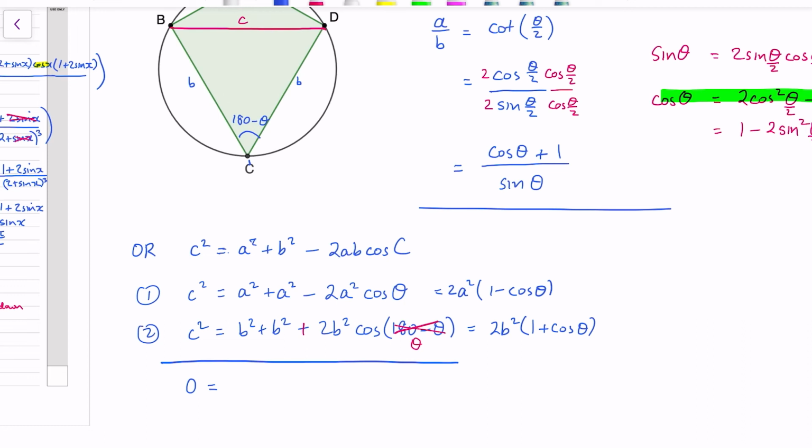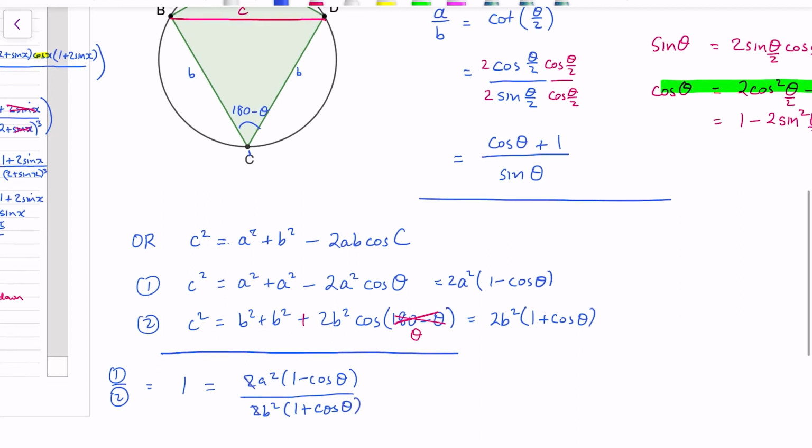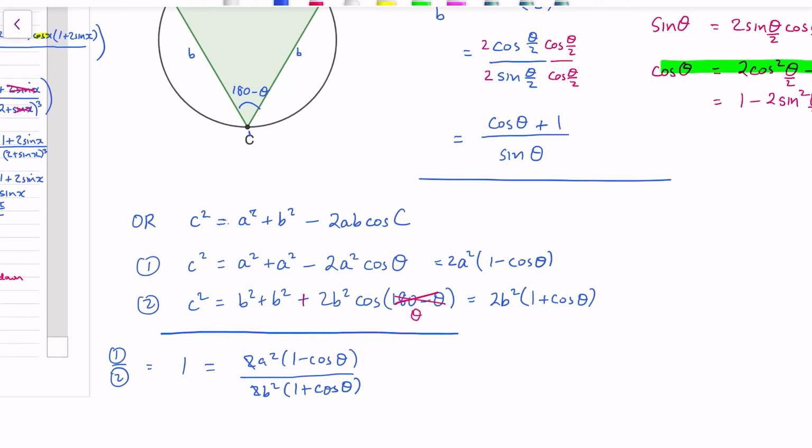it will work, but I can also divide equations. In simultaneous equations, I could divide them. So left hand side, equation 1 divided by equation 2 is 1 equals 2a squared times 1 minus cos theta over 2b squared times 1 plus cos theta. Cancel the 2's, and I wanted a over b. So I've got a squared over b squared.